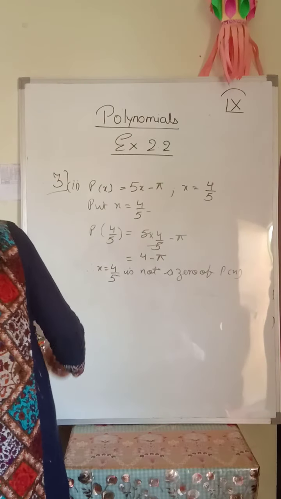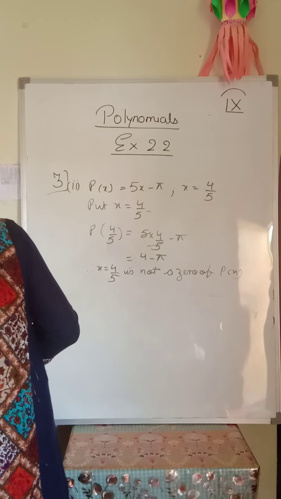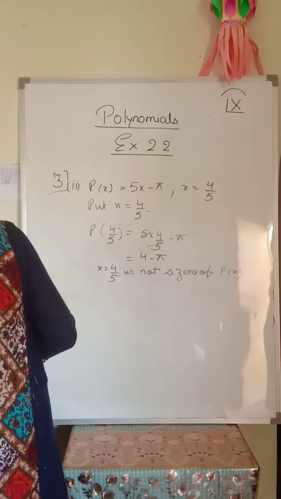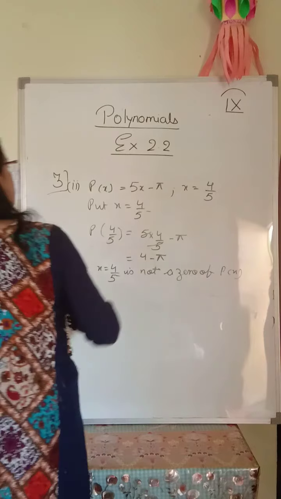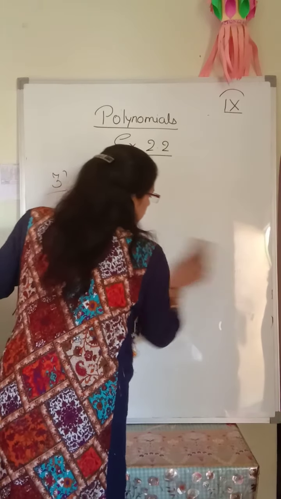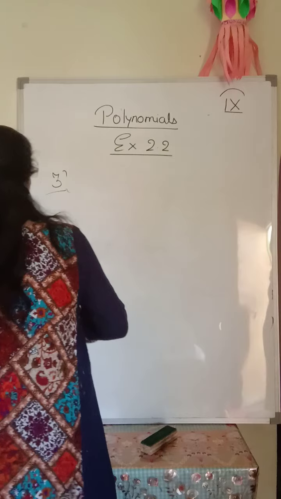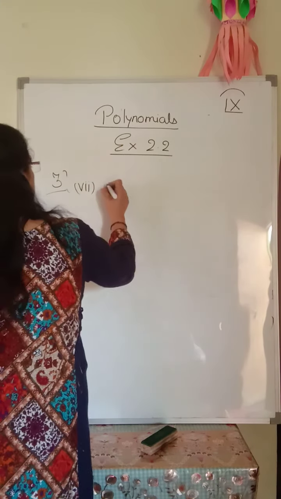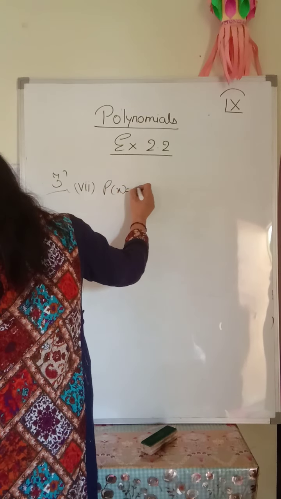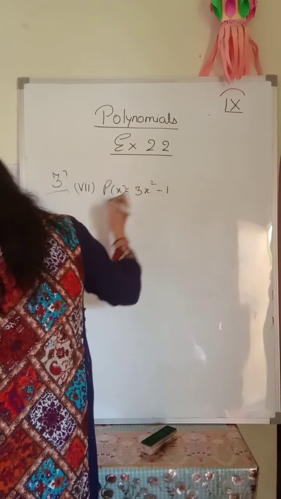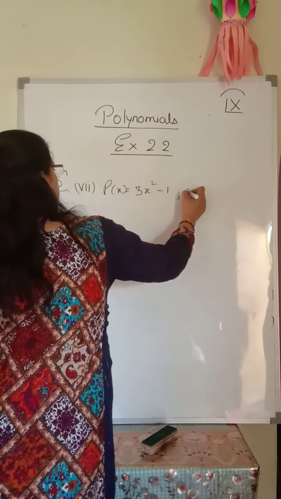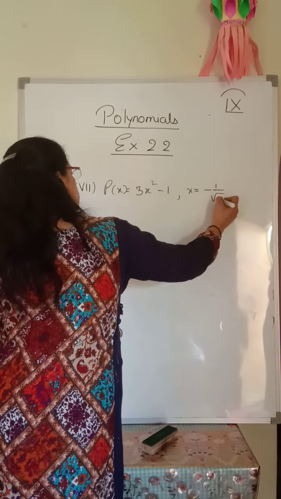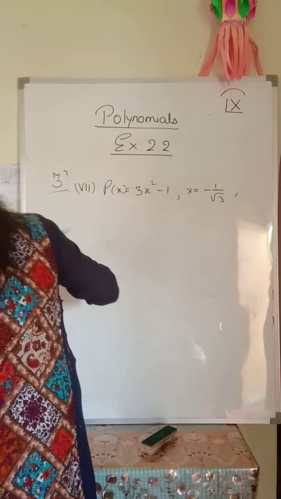The same way we will do, let us do your seventh part. Seventh part is a little bit of root 1, that will be of root 1. So let me do your seventh part. What is your seventh part? Polynomial of x is equals to 3x square minus 1 for the value of x equals to minus 1 upon root 3, comma 2 upon root 3.